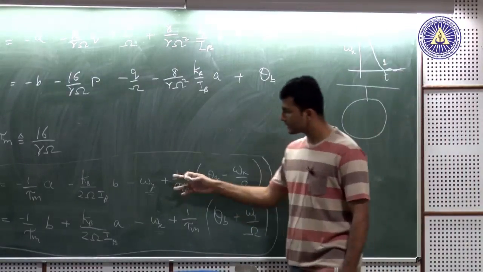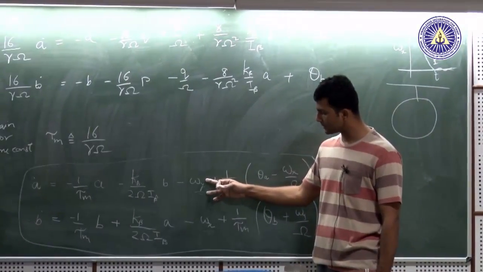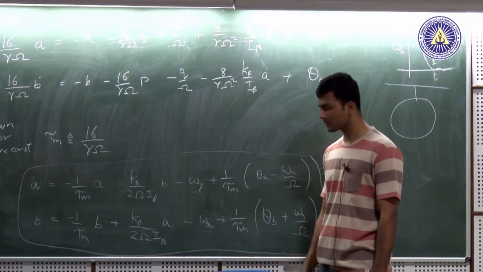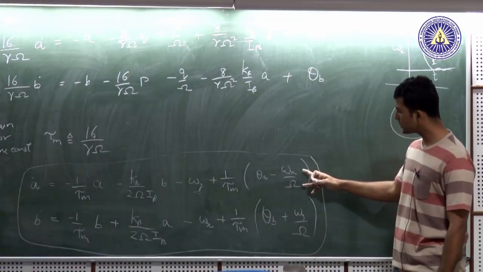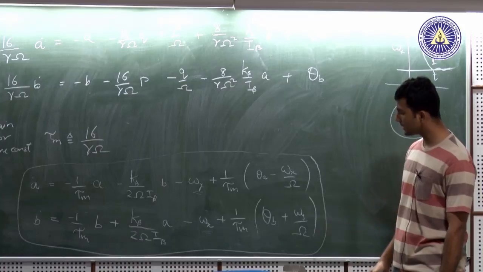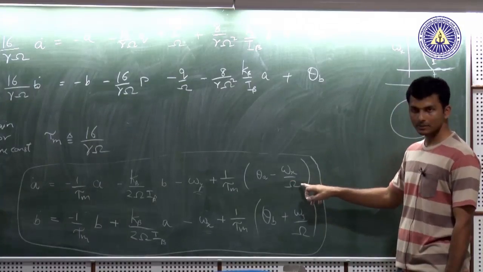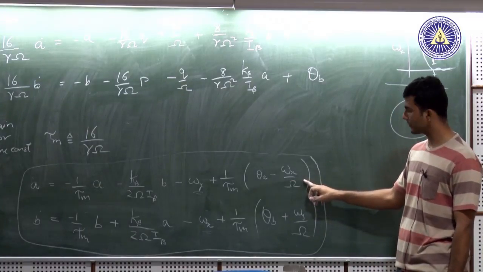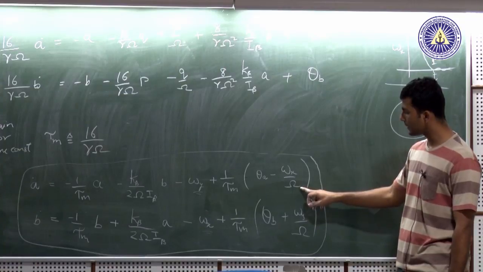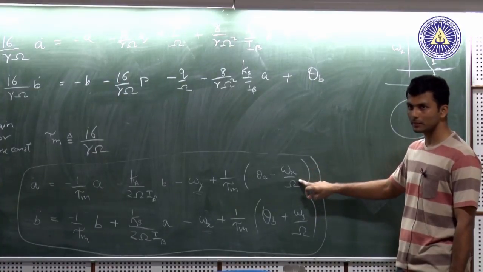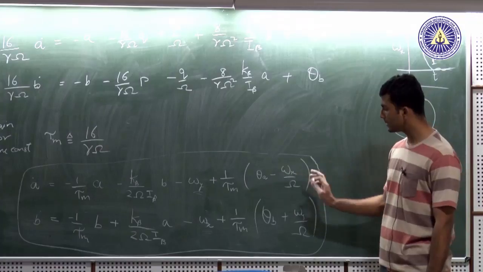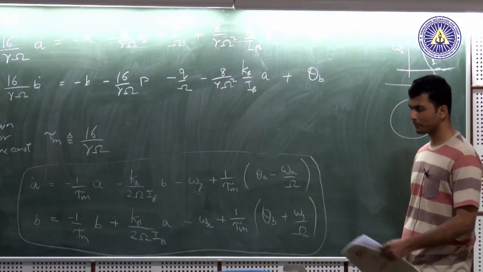That is coming because of the presence of this omega y and omega x, and the cross terms due to the angular velocity can be easily cancelled because we can very accurately measure the rotor angular velocity, capital omega. So this can be easily removed by means of feedback.